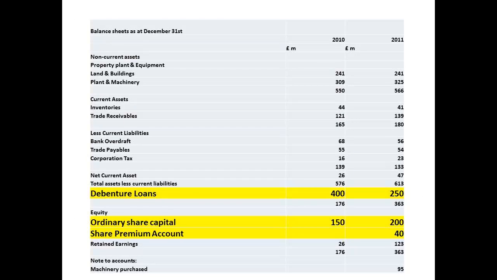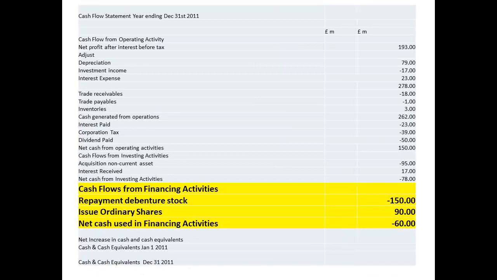These figures for debenture loans, ordinary share capital, and share premium have been highlighted on the balance sheet. They have been entered to the cash flow statement. The result is a net outflow of cash of 60 million.